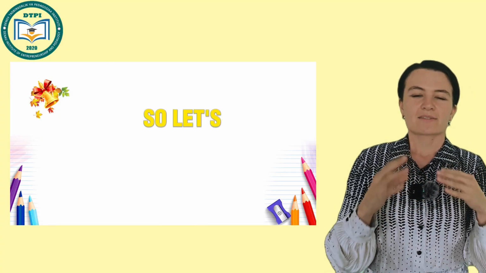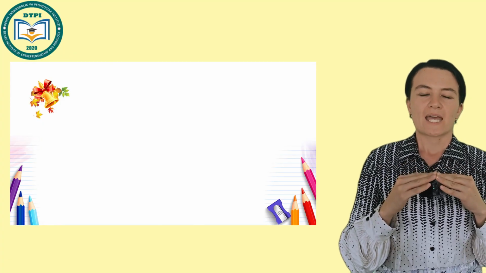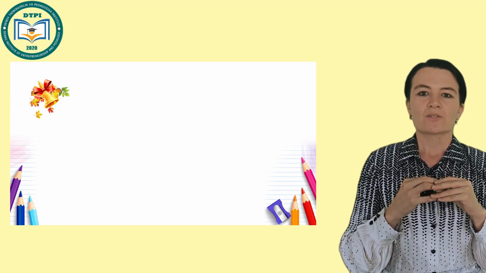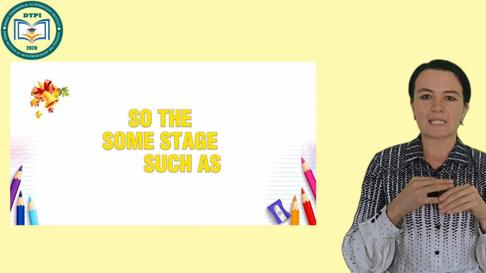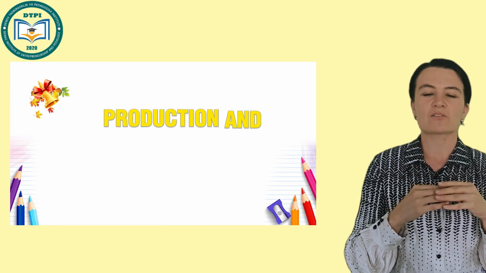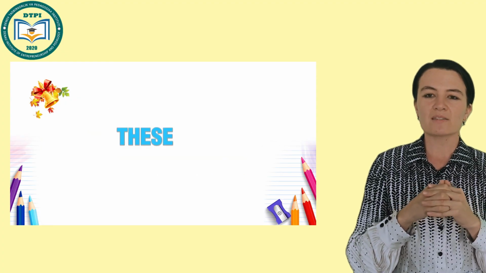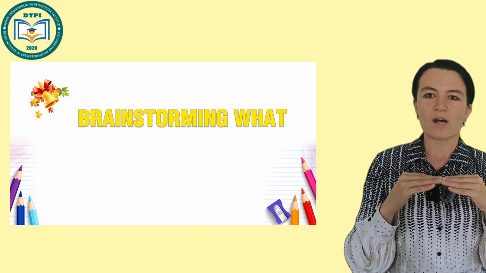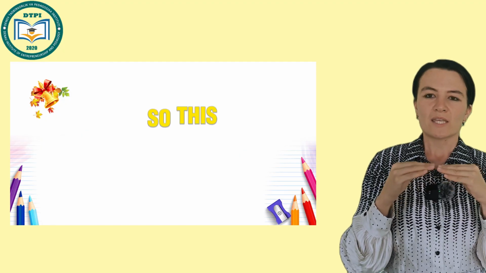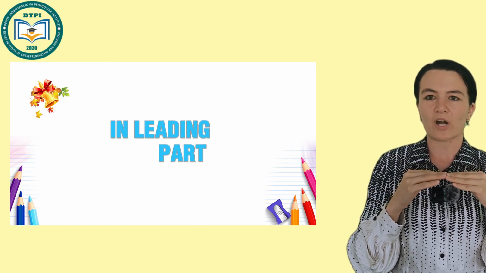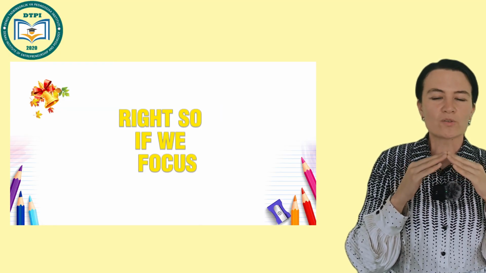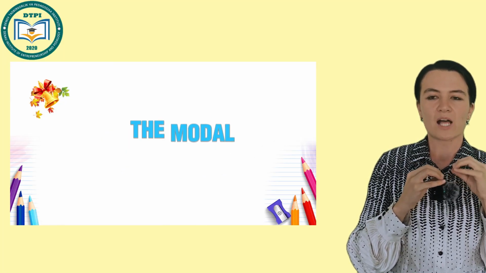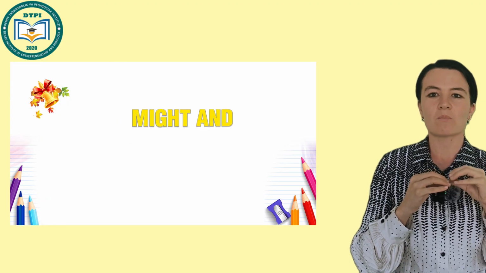So, let's summarize our lesson. In that case, our lesson planning is divided into some stages such as lead-in, input, practice, production, and reflection. According to these stages, we should do some activities. For example, brainstorming what students know about water. So these activities should be organized in the lead-in part, right? If we focus on the language, we should use and explain the modal verbs, for example, can, might, and must.